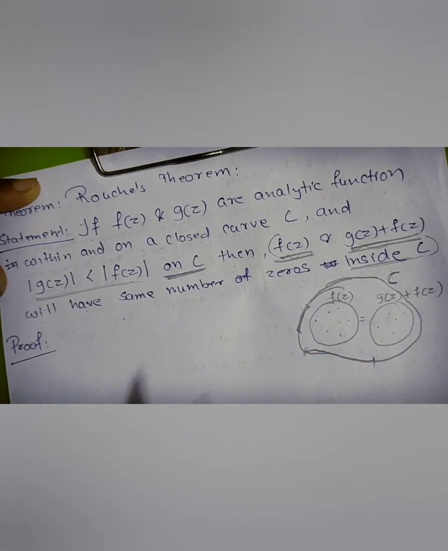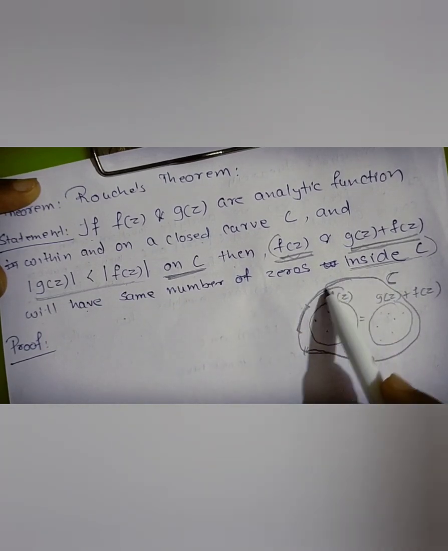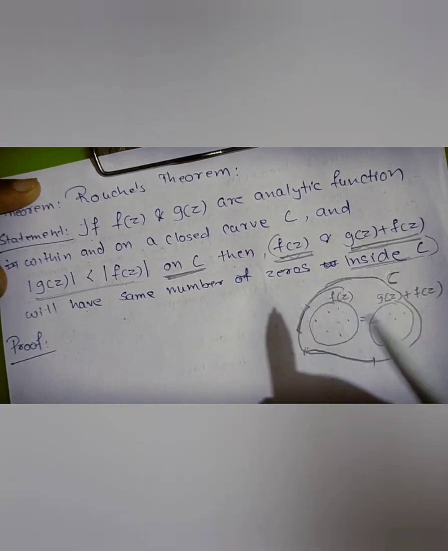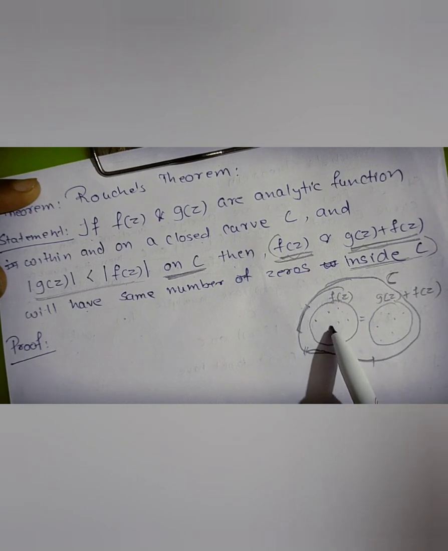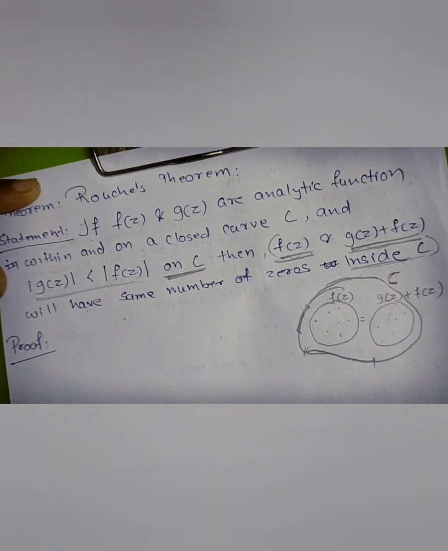We firstly need to prove that these functions will not have any zeros on the curve, and then we will prove that these functions have some zeros inside the curve, and both the functions are having the same number of zeros. Fine.